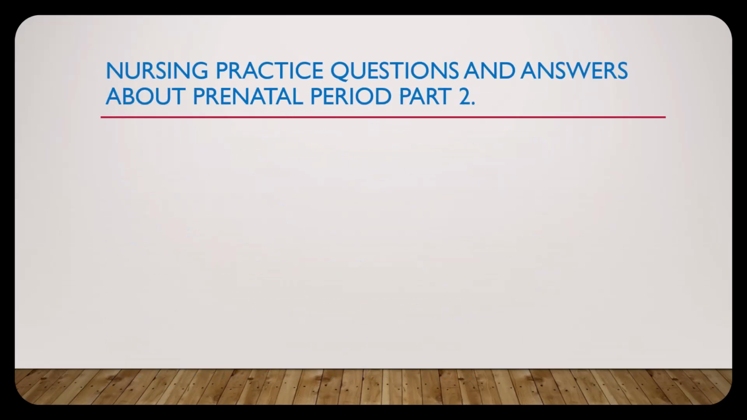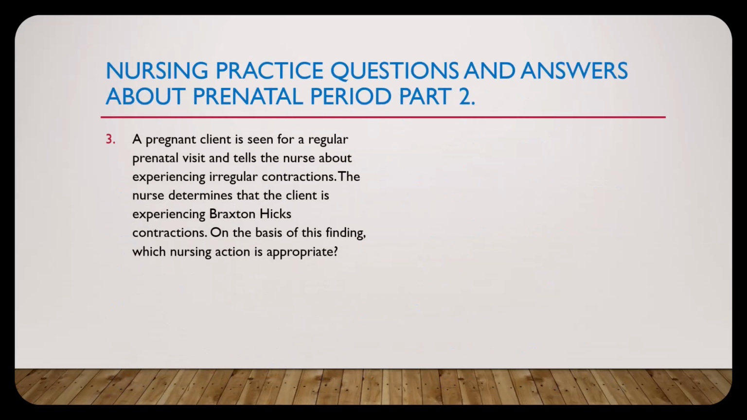Now let's move to the third question. A pregnant client is seen for a regular prenatal visit and tells the nurse about experiencing irregular contractions. The nurse determines that the client is experiencing Braxton Hicks contractions. On the basis of this finding, which nursing action is appropriate?